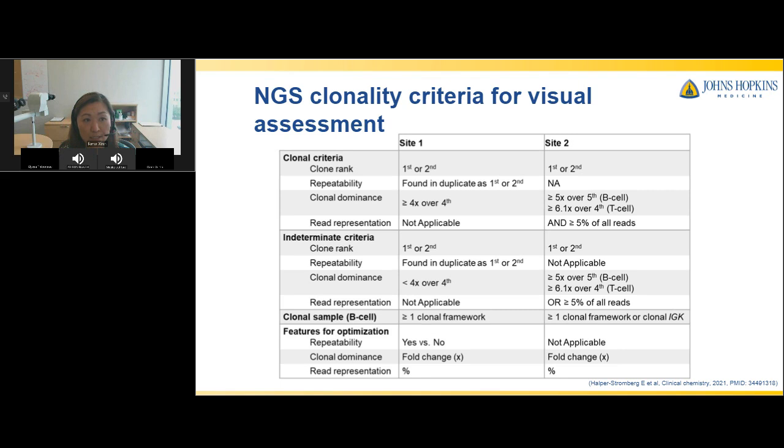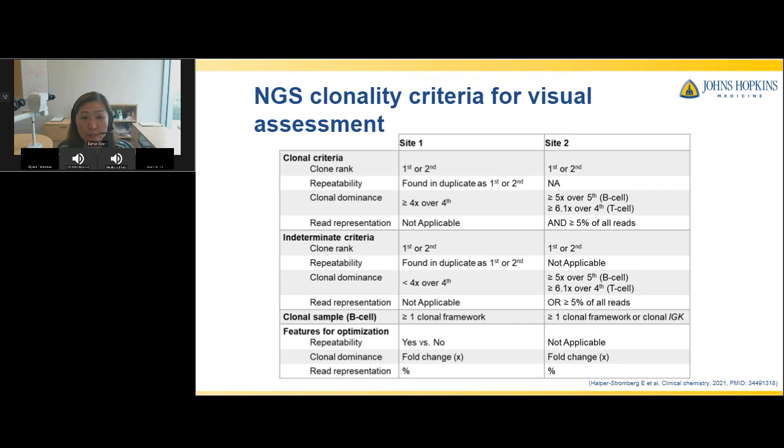You can see that both sites have criteria for clonal and criteria for indeterminate, and use different measurements. In site 1, the clonal dominance was used, whereas the percent reads was not used. In site 2, both of these features were used. However, site 2 performed all their sequencing in singlet, whereas site 1 performed everything in duplicate. So both sites actually had 2 features to optimize: site 1 was clonal dominance and replication of the result, and site 2 was percent reads and clonal dominance.